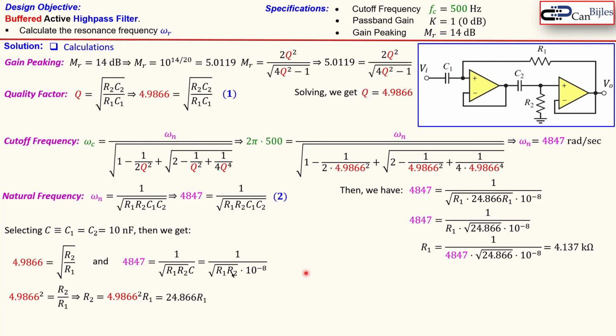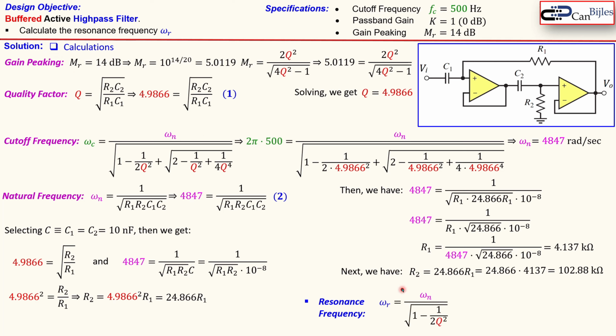So we know R1. Now, since we know R1 and we also know this formula, we can calculate R2 here, and that will be then this much, which is then 102.88 kilo. So almost 103 kilos. Okay, now we know every component, we have selected our capacitors and we have calculated our resistors R1 and R2. The final one, which is our calculation for the resonance frequency, which is then given by this expression. We know the natural frequency and the quality factor. Substitute here the values and you get here 4,896 radians per second. This is very close to the natural frequency, still not the exact same.